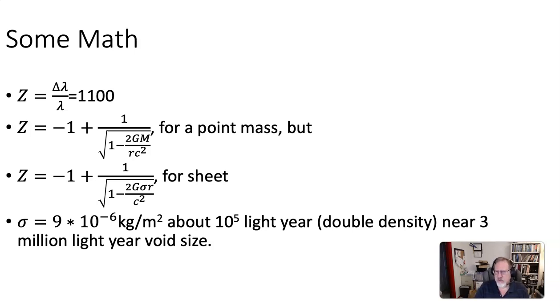So Z for a point mass, we end up with this term that's a square root of 1 over r like that. But this isn't a point mass. What we're talking about, you think of this more like a sheet. And so this is a shell of this mass of the old universe that we see.